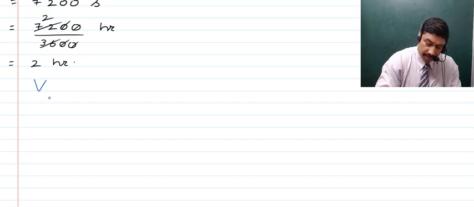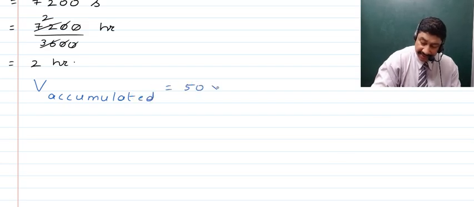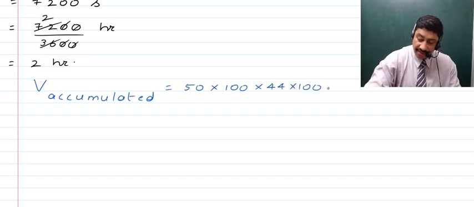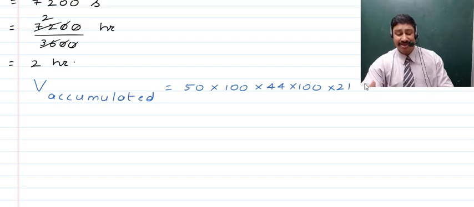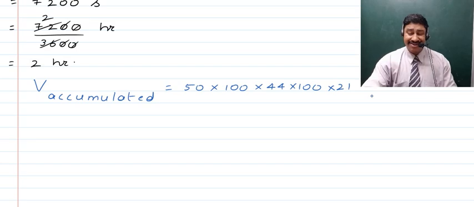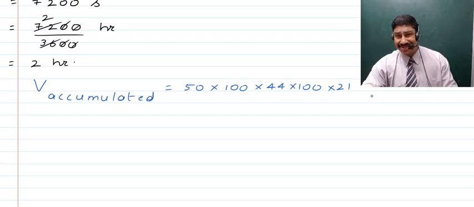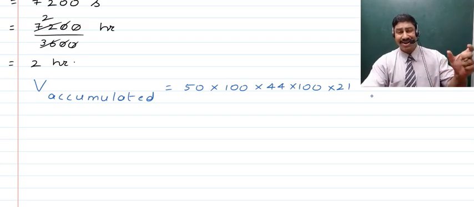So we will say that volume accumulated is what we know, that is 50 into 100 multiplied with 44 into 100 further multiplied by 21 centimeters, right? So this in centimeter cube is actually the volume of the water which still requires to be accumulated, but this has to happen in 1 hour, right? Now children, we do not know the speed of the water's delivery, or in other words, we do not know what is the length of water which falls off in a single second.